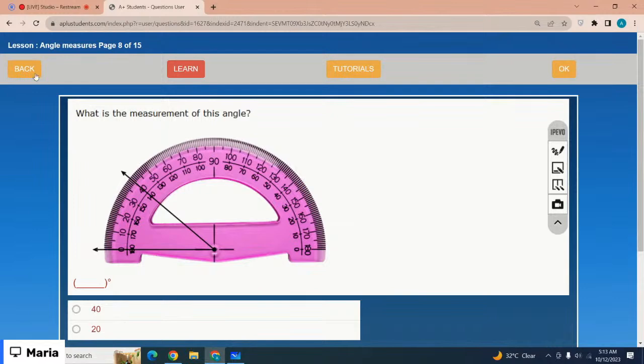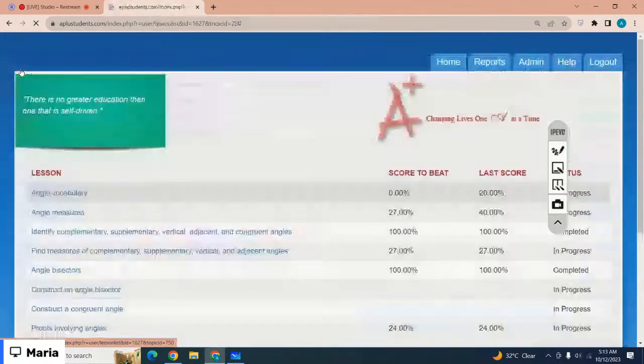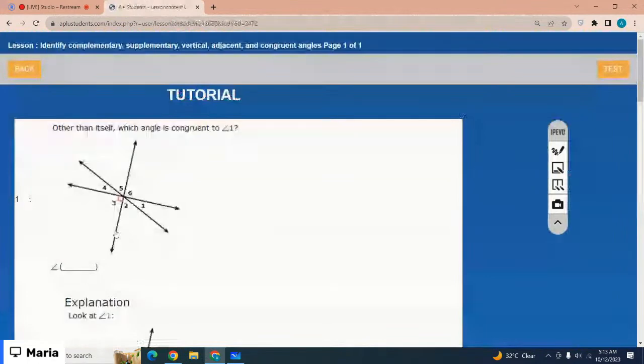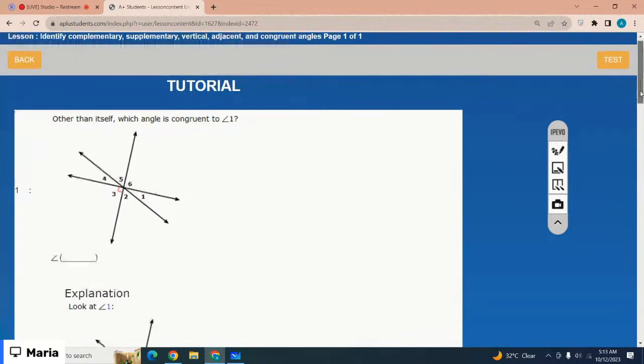Okay, the next lesson is identify complementary, supplementary, vertical, adjacent, and congruent angles. Other than itself, which angle is congruent to angle 1? So here is angle 1, right? You need to see which angle is congruent to angle 1.